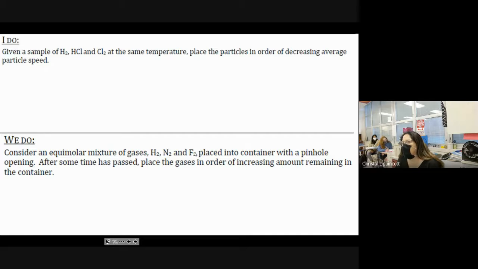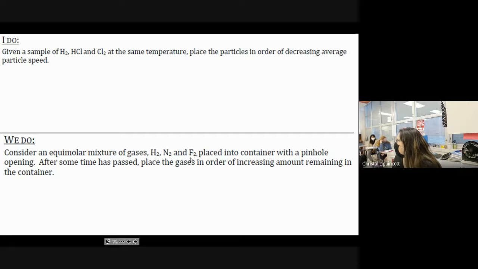N2 followed by F2. And this goes by molar masses. So the molar mass of this one is 2 grams per mole. The molar mass for this one is 28 grams per mole, and the molar mass of this one is 38 grams per mole. So it's going to move slower.